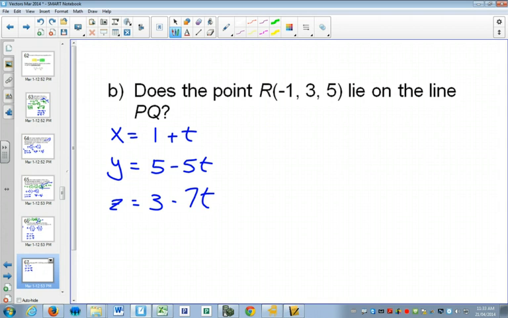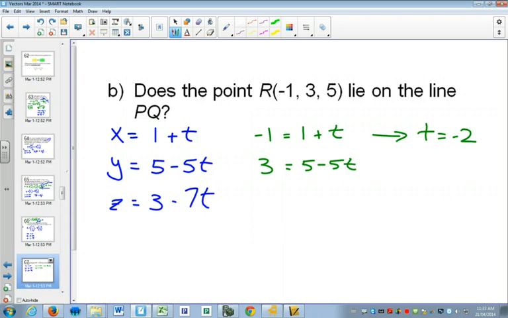So let's start with the first one. If I plug in negative 1 into my x coordinate, this is going to tell me that t is supposed to be equal to negative 2. If I plug in 3, I get t is 2 over 5. At this point, I already know that this is not on the line. I don't even have to keep going. I can say no, because my t-value isn't the same.